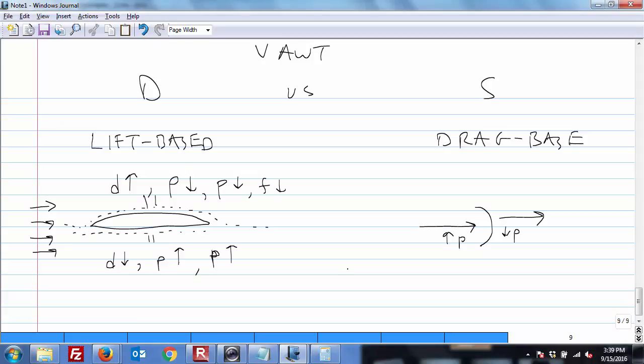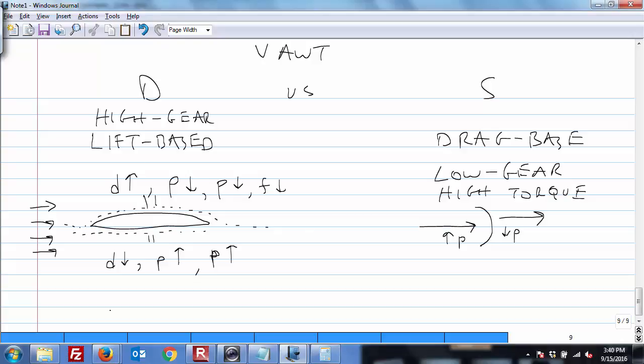I had a team of students a few years ago that built a hybrid combination, Darius, Savonius, where they had combinations of both. Savonius is low gear. Think of low gear, and the Darius is more of a high gear. So low gear means high torque. So good startup characteristics. The Darius is low torque, sort of better high velocity characteristics.